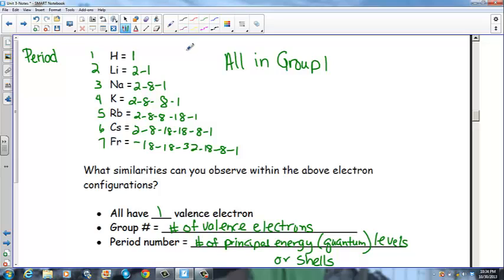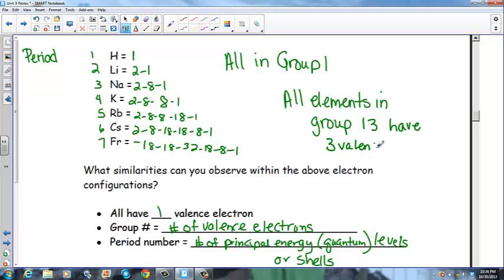Okay, if we go to group 2, all of the elements in group 2 will have 2 valence electrons. All elements, I'll give you another example, all elements in group 13 have 3 valence electrons. So I'm going to show you in class what I mean by this.